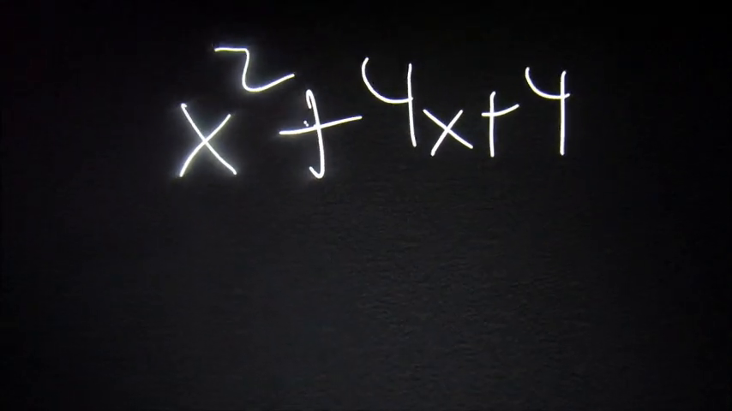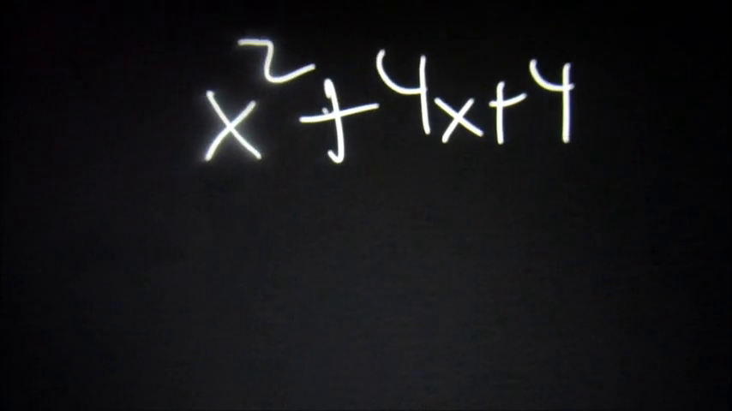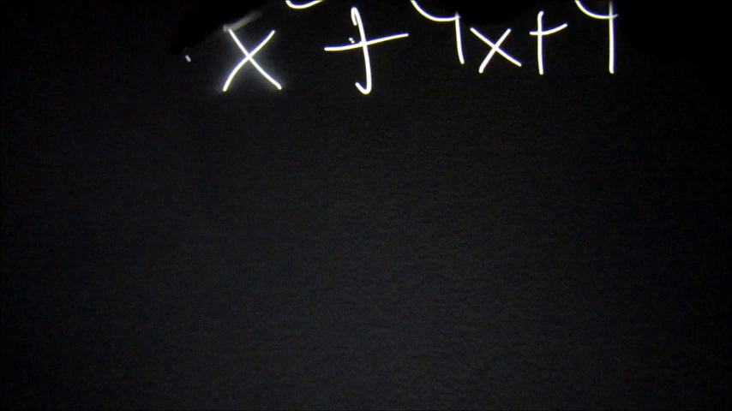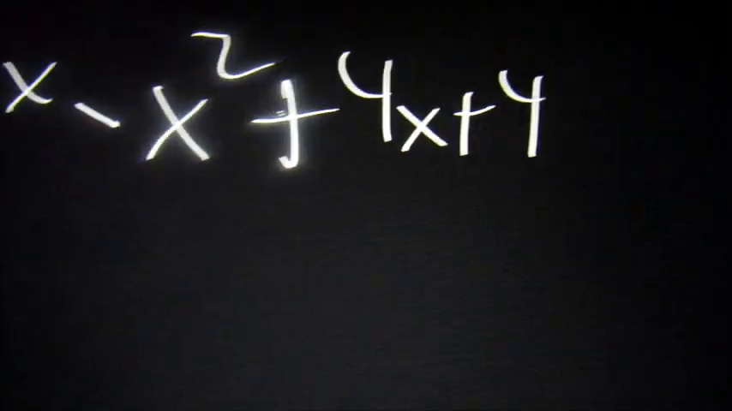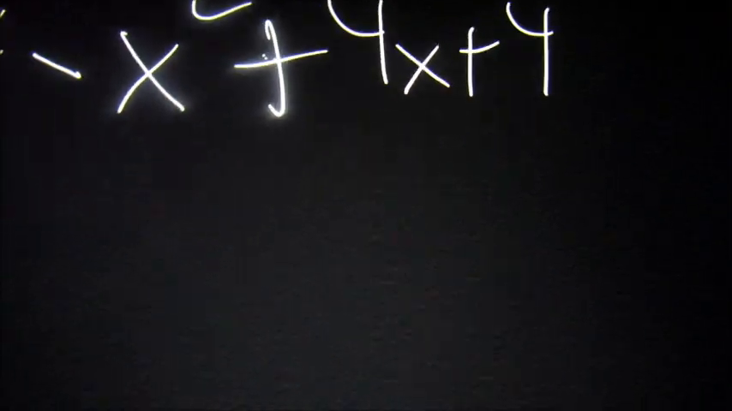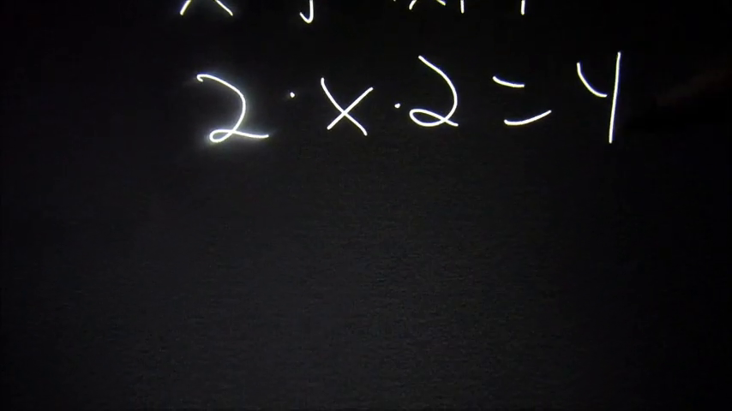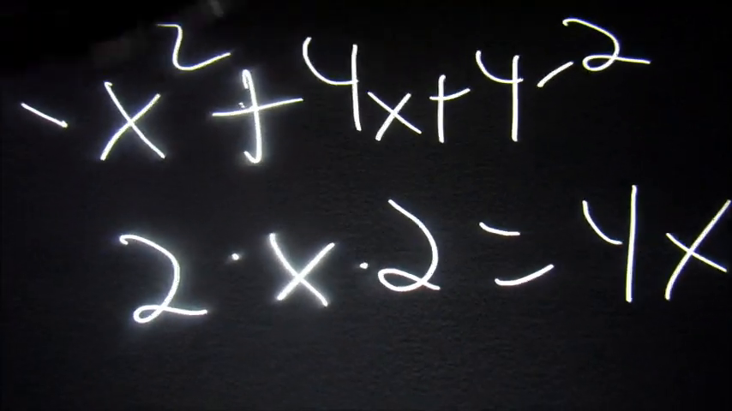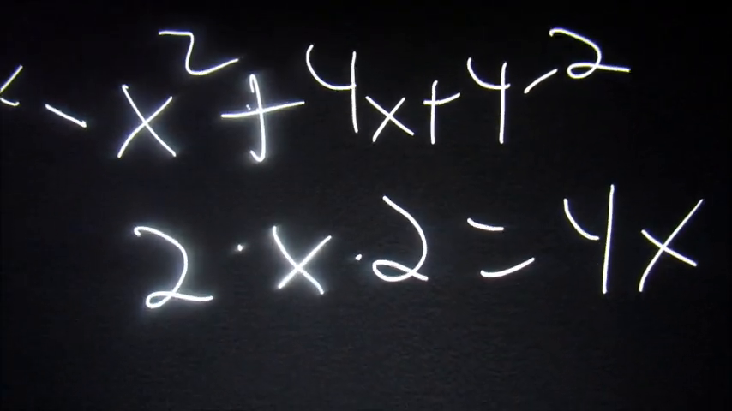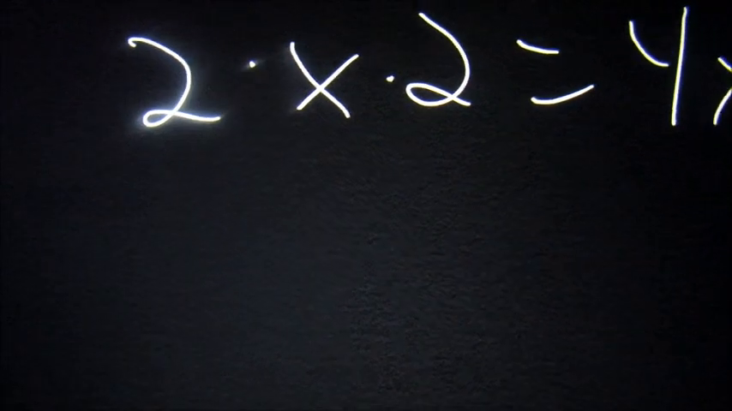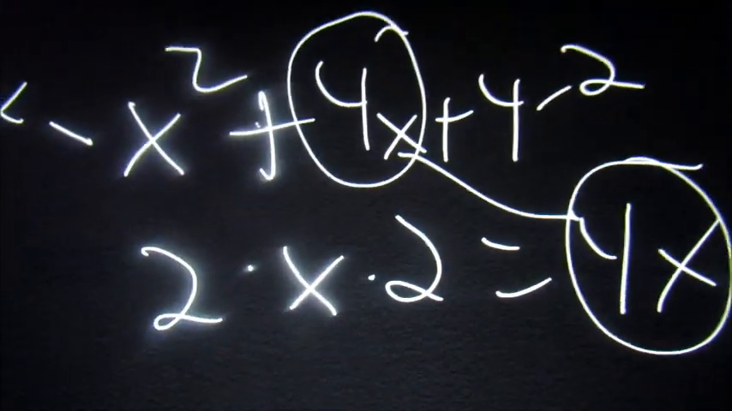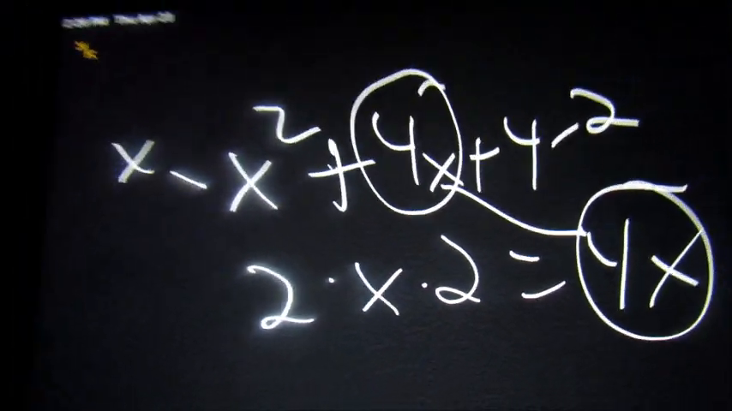Okay, so we're going to look at the first term and the last term. Are they perfect squares? Yes. The square root of x squared is x. The square root of 4 is 2. So now 2 times x times 2 equals 4x. That means the middle term is the same as this, so this is a perfect square trinomial.